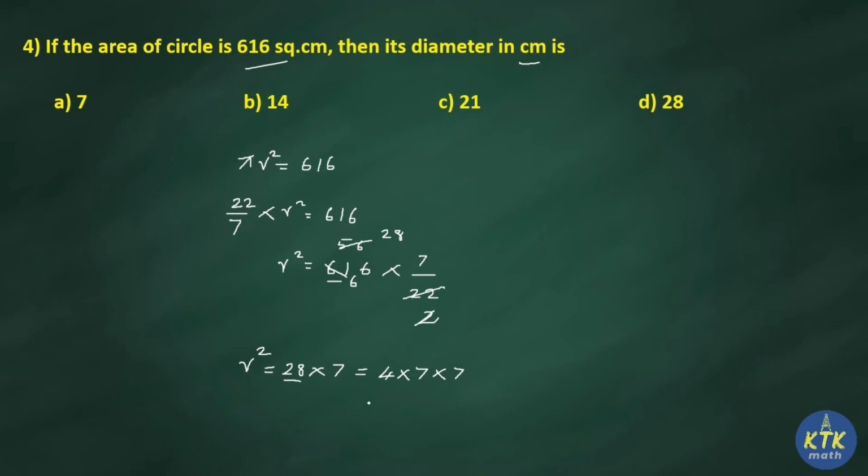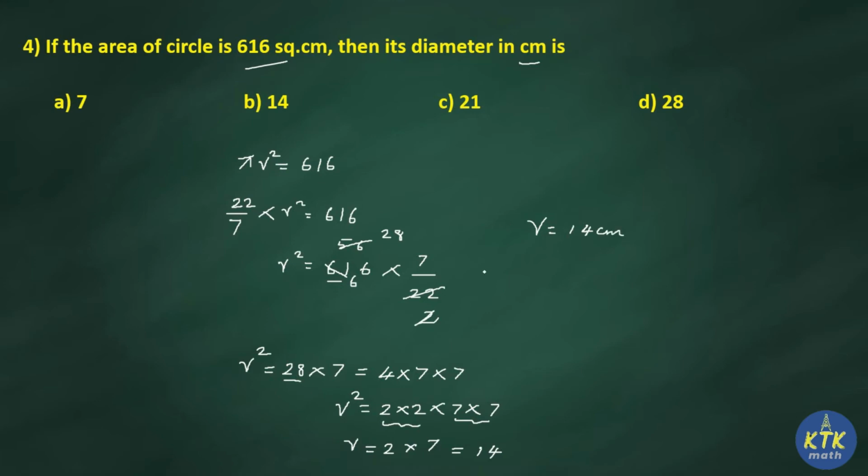Again, this 4 can be written as 2 into 2, 7 into 7. Why am I factorizing this? Because I need to find the square root, because r square is given. So how am I going to find r from this? r is equal to, from these two take one 2, and from these two 7s take one 7. So r is equal to 14. So we got r is equal to 14 centimeter.